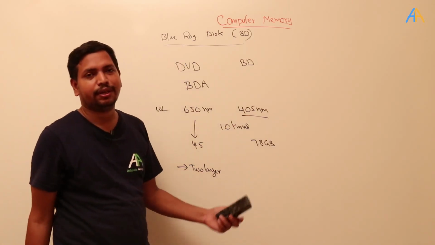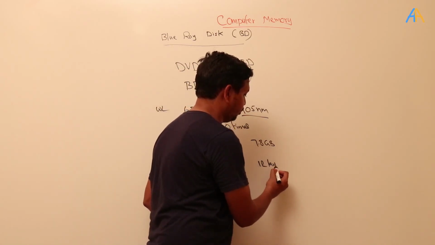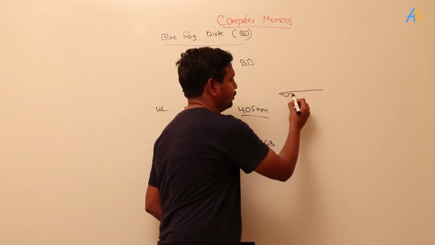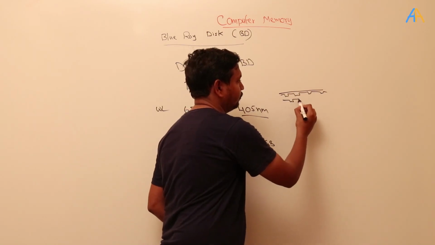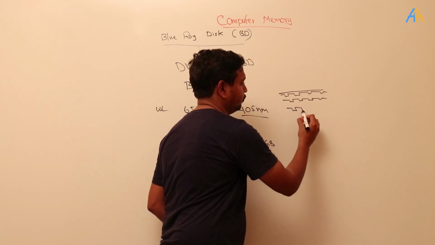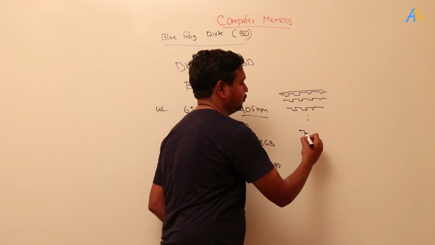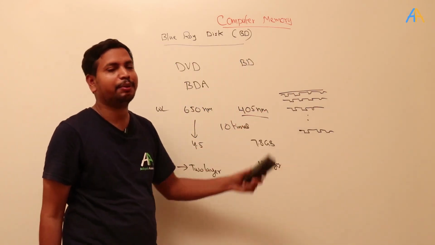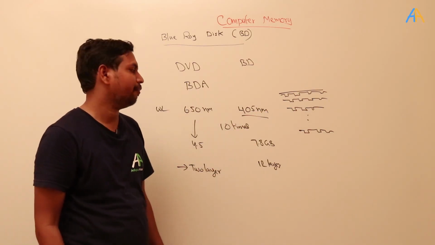In Blu-ray nowadays we can go up to 12 layers. 12 layers means, you know, this is the plastic material, this is the first layer of data storage, again the second layer, okay, third layer, like this. Up to 12 layers we can store in Blu-ray. Okay, you understand, 12 layers, so the density will be more. So in Blu-ray, discs up to 50 GB are also available.